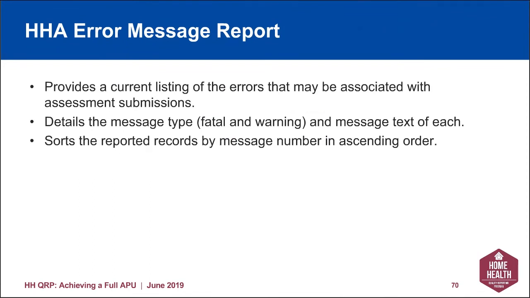The error message report is quite simply a current listing of the errors that may be associated with the assessment submission. It details the message type, fatal and warning, and the text of each. It sorts the reported records by the message number in ascending order. Fatal errors are errors that will result in the immediate rejection of the individual record. Warning errors are non-fatal errors that include missing or questionable data of a non-critical nature, such as record sequencing, field consistency errors, and range errors.